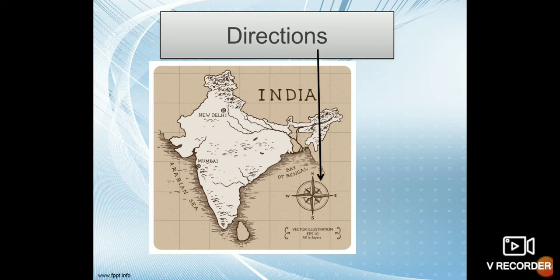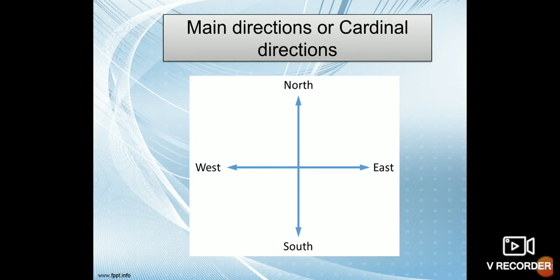Directions. Directions given on a map help us to locate places on it easily. There are four main directions, that is north, south, east and west. These directions are also called cardinal directions.